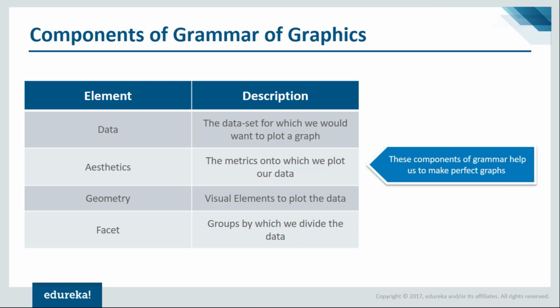Now many a time we'll be working with huge data sets, and when we're working with huge data sets, there would be a lot of categorical variables and a lot of numerical variables. Plotting all of them onto a single graph might lead to chaos. That is why we need to facet our data, or in simple terms, divide the data into groups. And when we do this, it gives us better visualization. Now, these are not the only components of grammar of graphics. We have other components as well, such as the themes layer, coordinates layer, and scales layer. But broadly speaking, these are the major components.